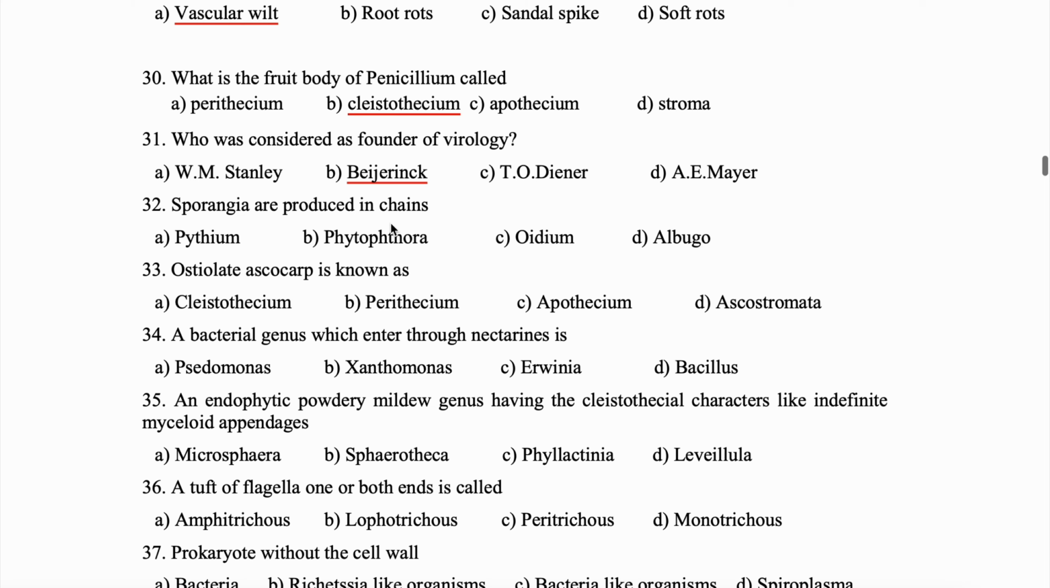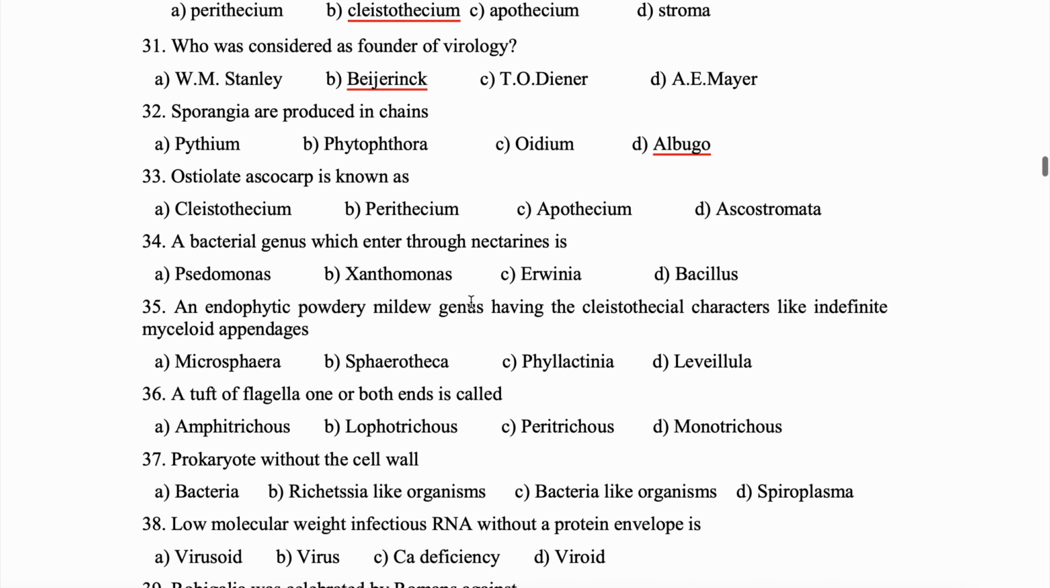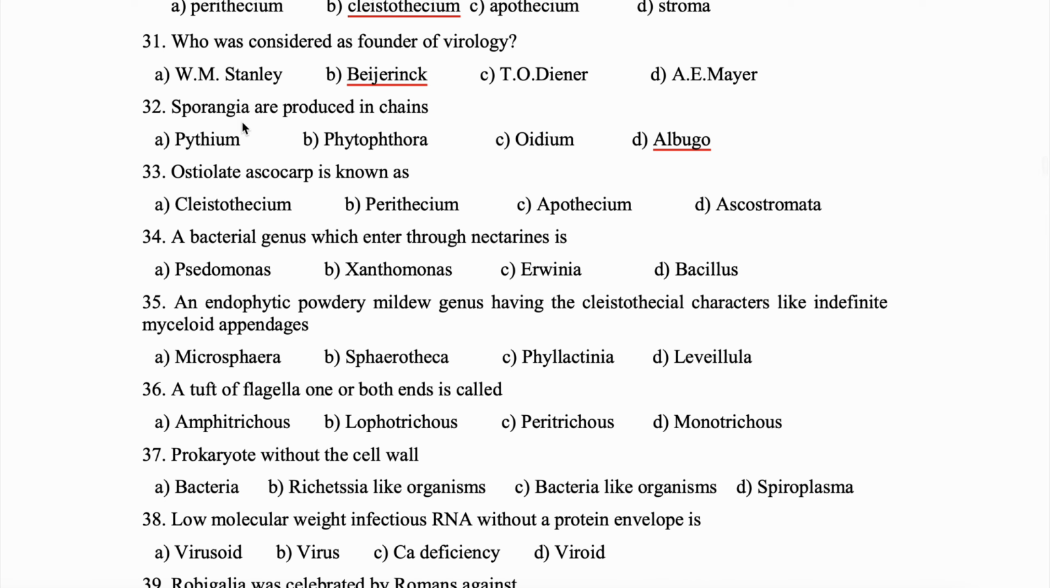Sporangia are produced in chains. It is for Albugo candida. We also have similar questions like this, like the conidia are produced in chains. In that case, the answer will be powdery mildew or Alternaria. But here the question is asked, sporangia are produced in chains. So it will be Albugo candida.